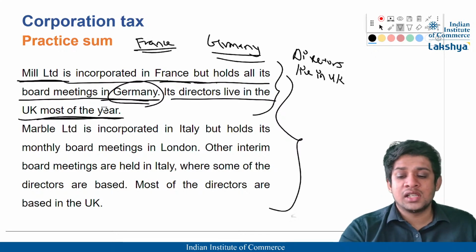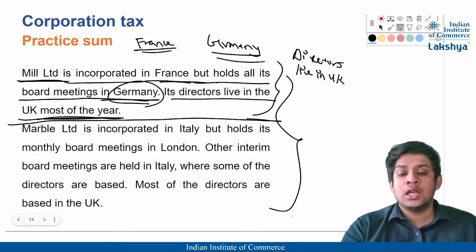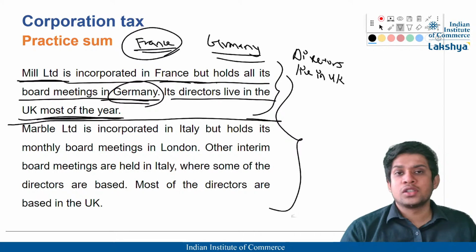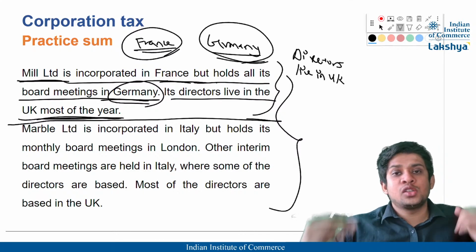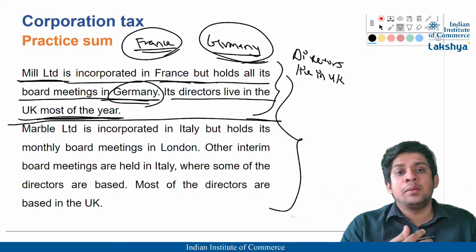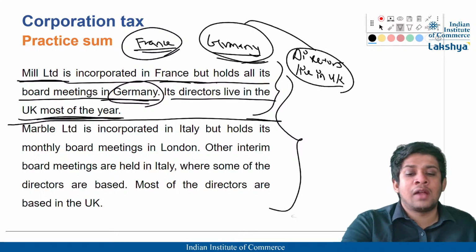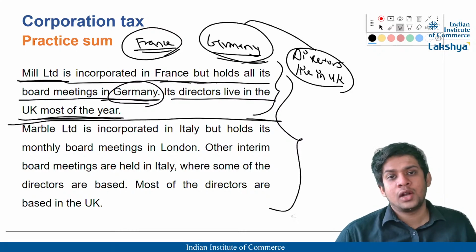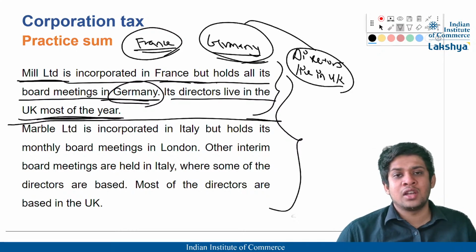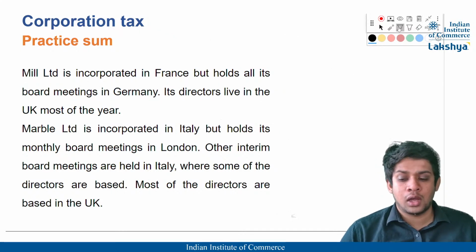So technically this is the first scenario up until here. Simply here, see, it is incorporated outside the UK. Most of its board meetings are held in Germany, so all of that is happening outside the UK. It is centrally managed and controlled outside the UK. The only thing is that its directors live in the UK. Obviously, they'll have to travel for the board meetings to be held in Germany. Right? So technically nothing is taken into consideration for control in the UK. So this is technically directly an overseas company, because it is neither incorporated in the UK nor centrally managed or controlled in the UK.